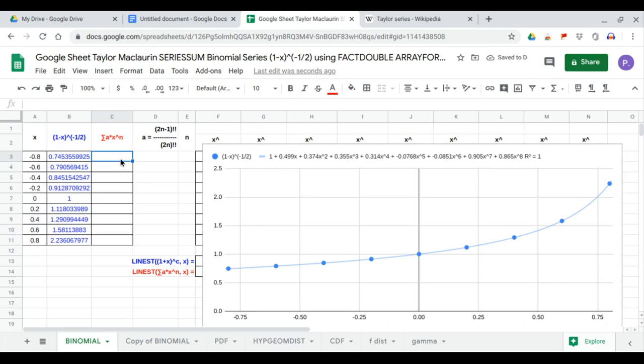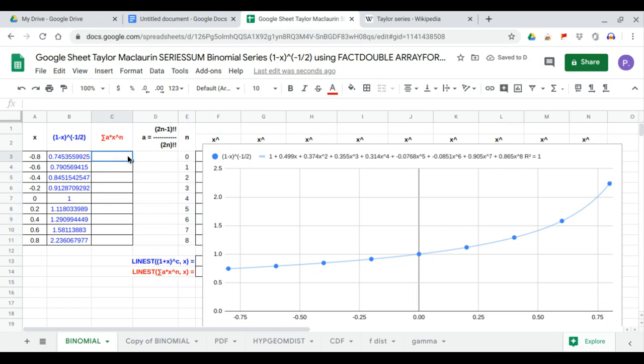Next, we generate the Taylor-Maclaurin series sum expansion, where it is the summation of a times x to the n, where a is double factorial 2n minus 1 divided by double factorial 2n. And the values of n will start from 0 to infinity. In this case, we're limited to our data set.